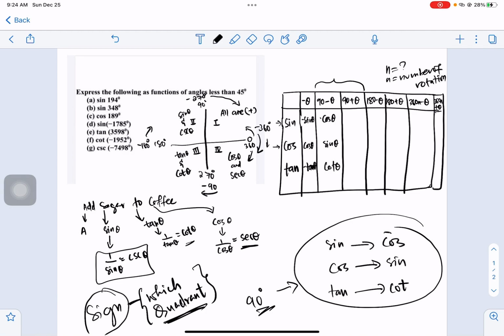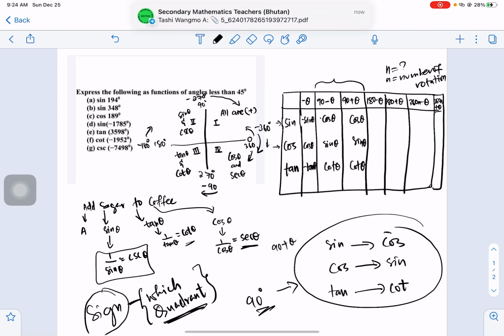Similarly, 90 again, 90 plus theta. So 90 is there, which means sine will become cos theta, cos will become sine theta, and tan will become cot theta. Now what about the sign? For sine, which quadrant, right? 90 plus theta means there is an extra angle added to 90, which means it is more than 90. More than 90 falls under the second quadrant. So in the second quadrant here, you have only sine and cosec positive.